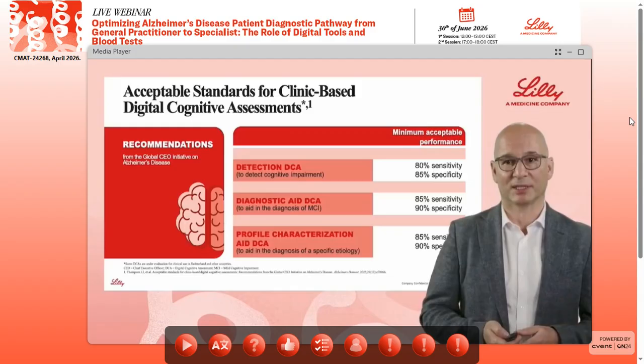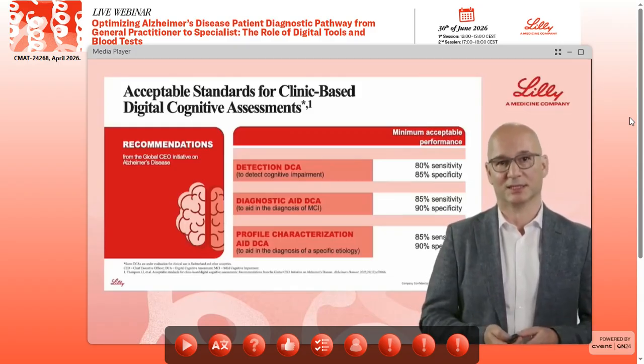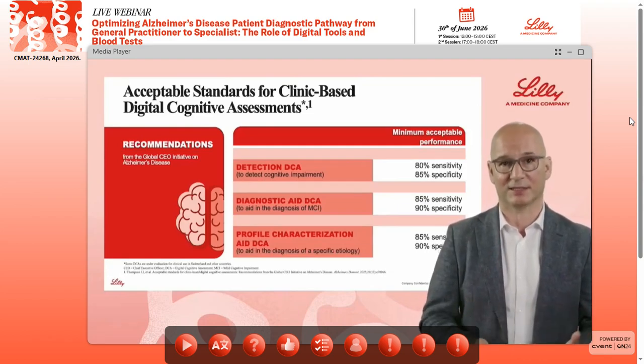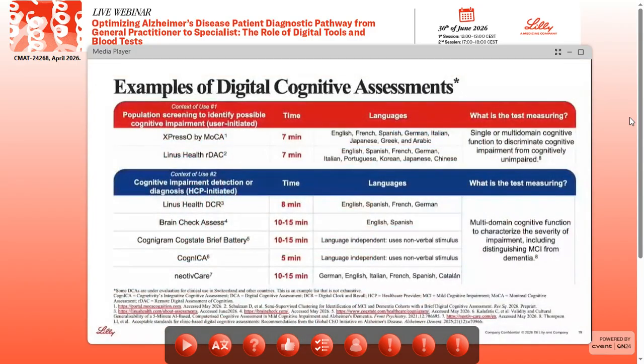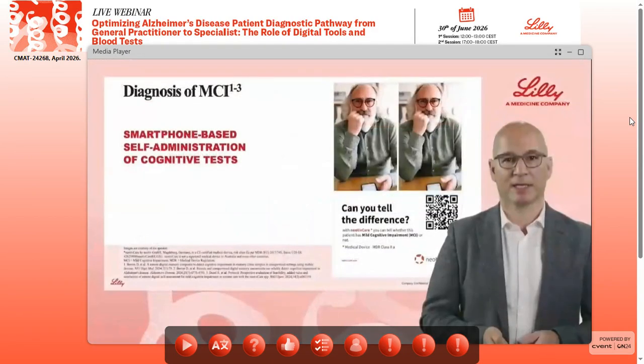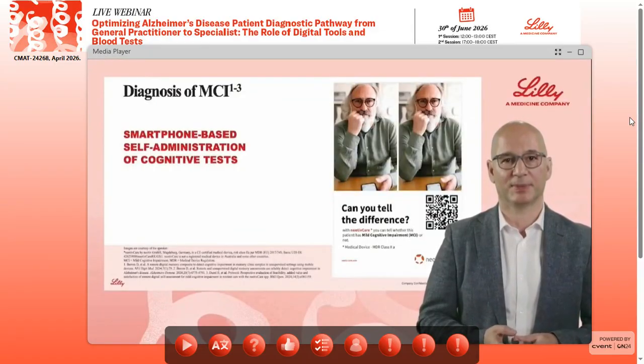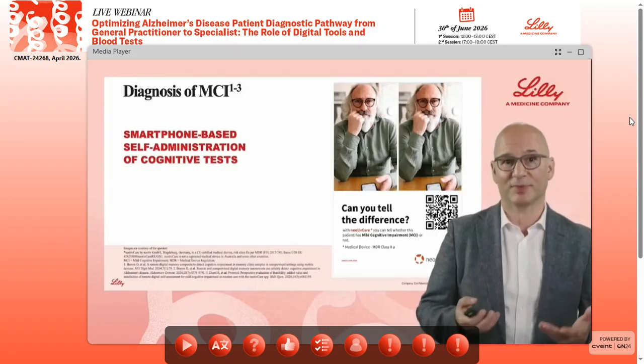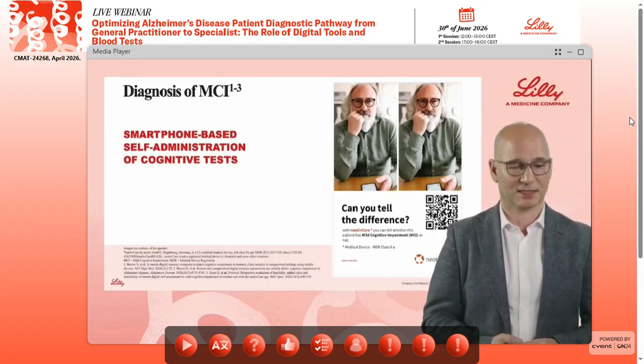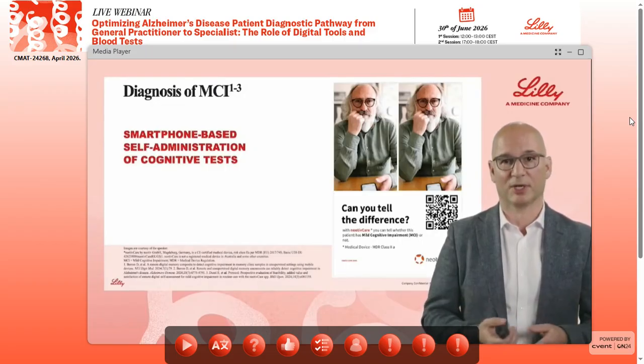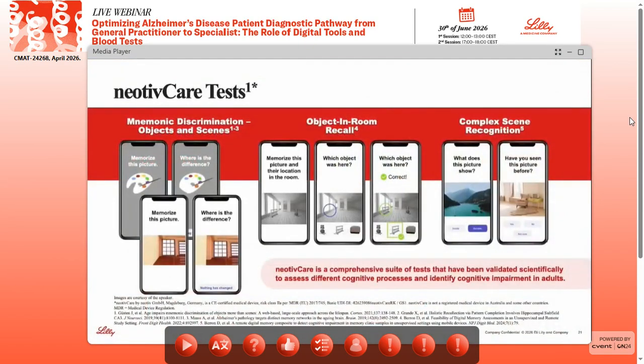The same is now happening also for remote digital assessments, for tools that patients can use in their own hands, on their own device, in their home environment. And here's just an example, an excerpt of the new technologies that are emerging. I want to dive a bit deeper into smartphone-based self-administration of cognitive tests. And here I want to talk about the Neotive Care tool, the Neotive Care tests.